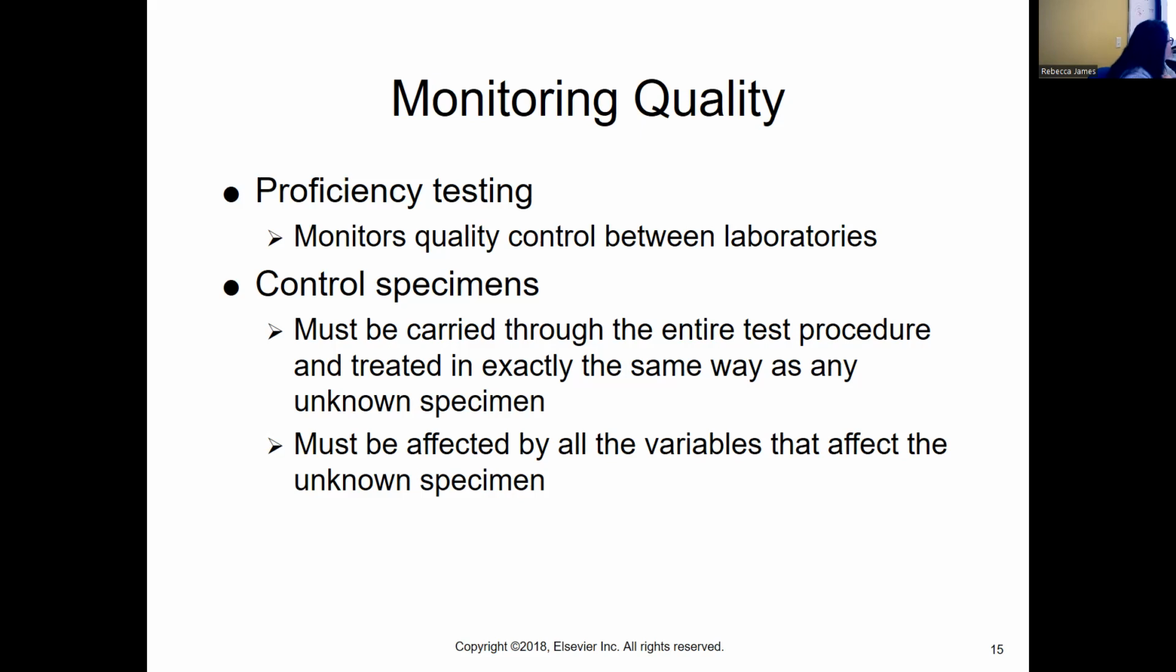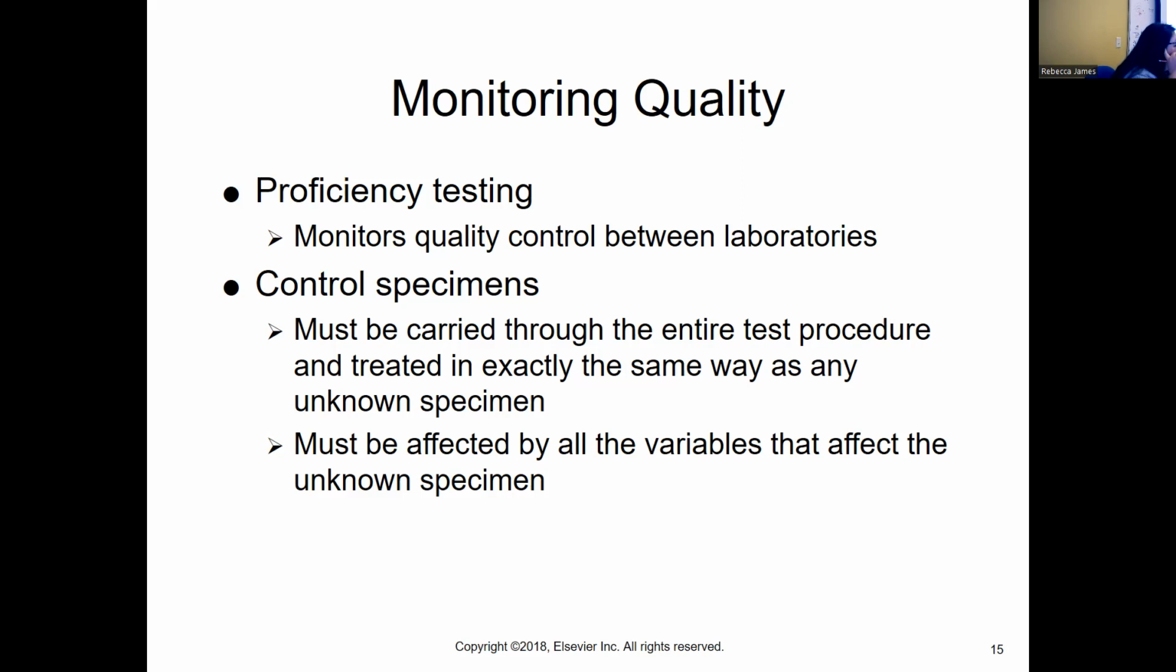Control specimens. So that's testing for all of that stuff. You have your internal and external controls. A QC program for the lab uses a control specimen, which is a specimen with a known value that is similar in composition to the patient's blood. Make sure you know that definition. A control specimen is a specimen with a known value that is similar in composition to the patient's blood.